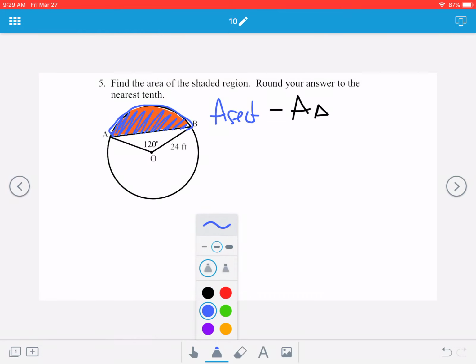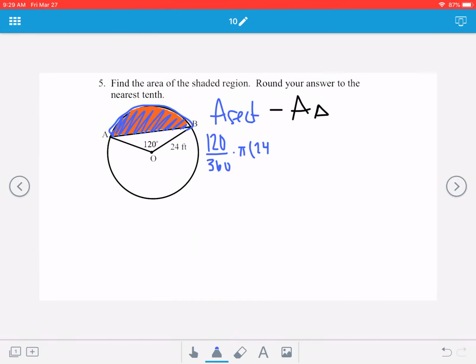To find the area of a sector, you take your angle measure, arc measure, over 360 times pi radius squared. And the radius on this, you guys, is 24. I'm going to wait to round to the very end. Our answer will be more accurate and it'll just be better. So I'm going to simplify this here. Zeros will simplify. 12 over 360 is 1/3 times 24 squared is 576. 576, a third of that is 192 pi.